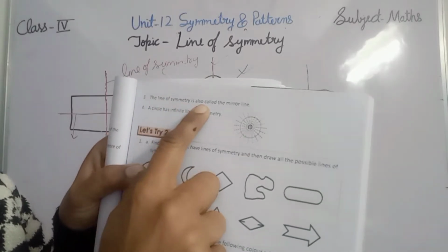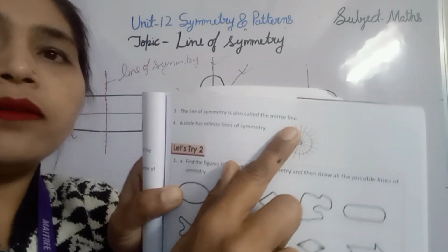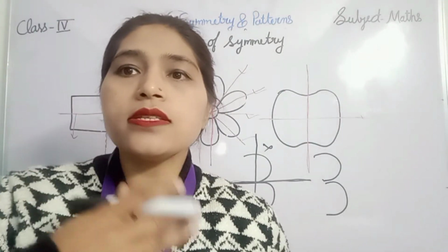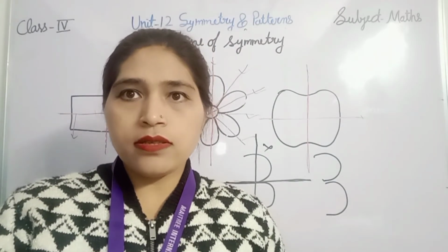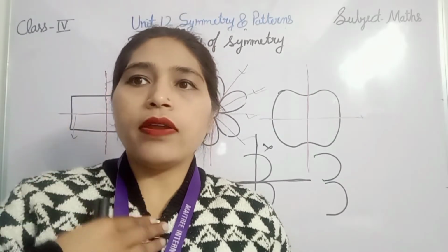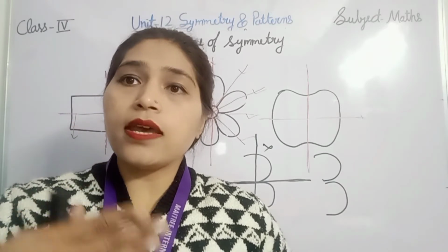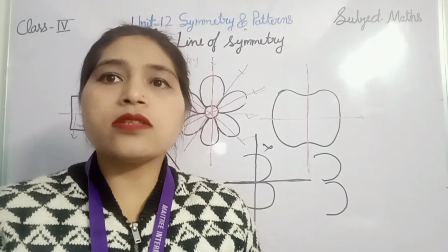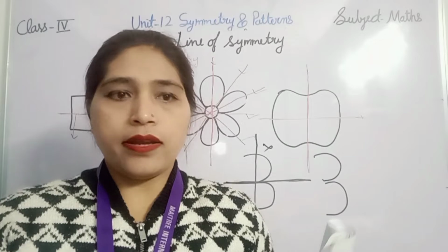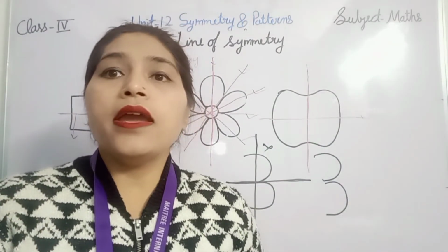The line of symmetry is also called the mirror line. Mirror means whenever you see a mirror, you see the same image on the other side also. That is the mirror image. What is the meaning of mirror image? When you look in the mirror, you see something similar to yourself there. The same thing you get on the other side. So the line of symmetry is also called the mirror line. Clear? A circle has infinite lines of symmetry. So many.